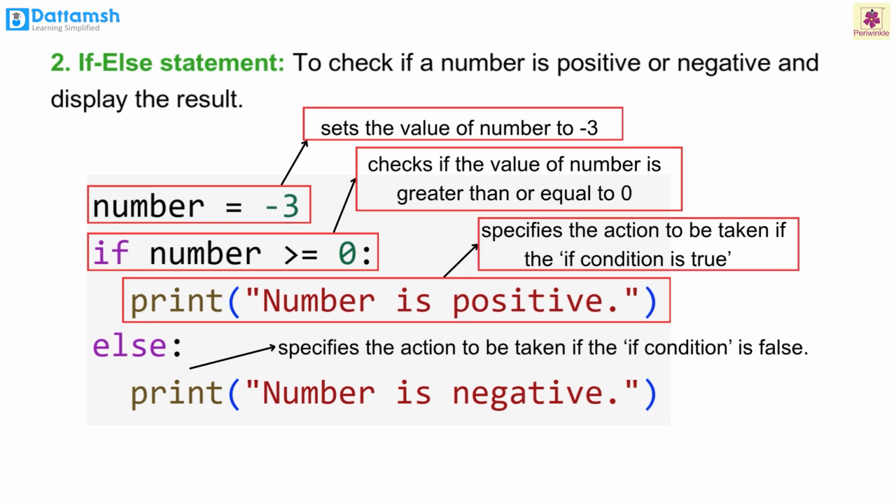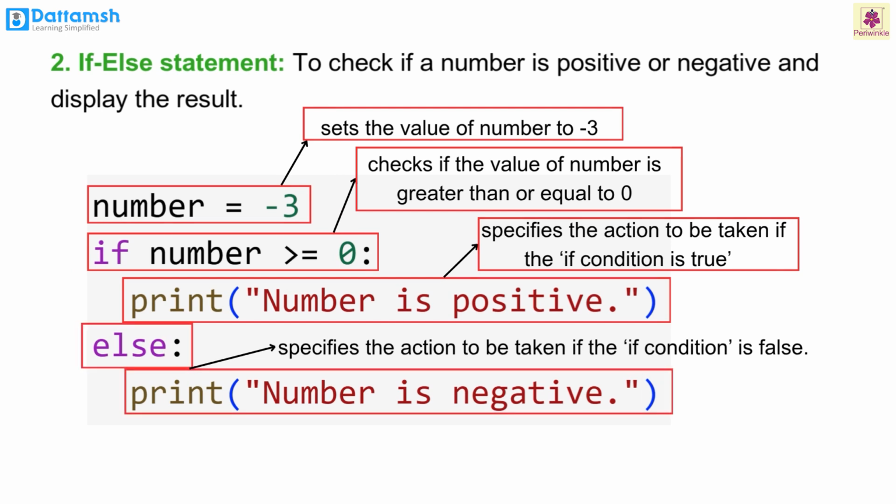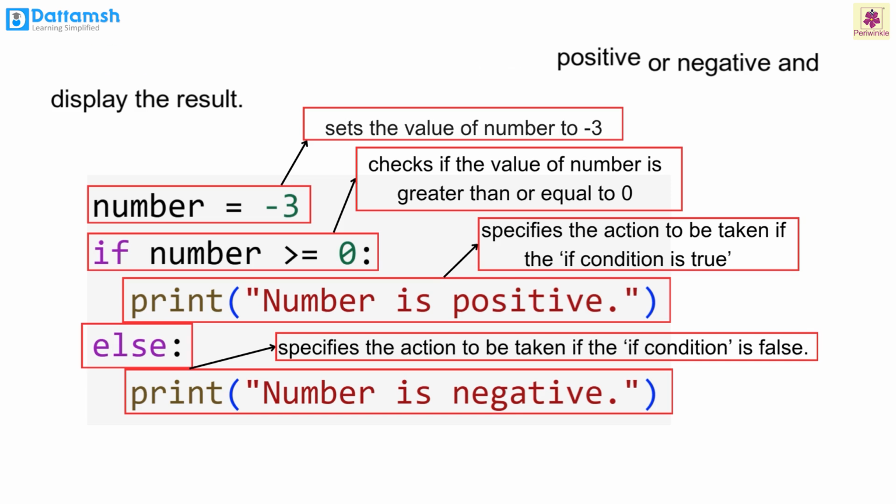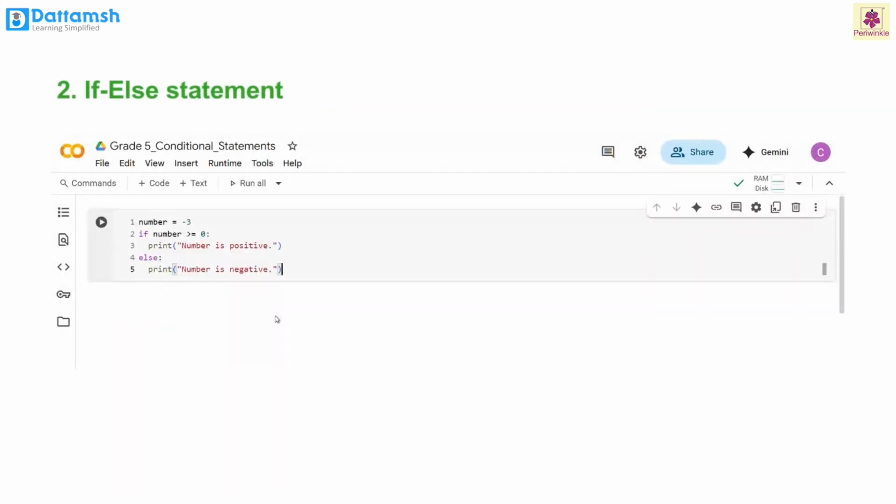This line specifies the action to be taken if the if condition is true. Else print number is negative. This line specifies the action to be taken if the if condition is false. Let us run the code to see the output. Since -3 is not greater than or equal to 0, the condition is false. The program skips the line print number is positive and runs the else block, print number is negative.